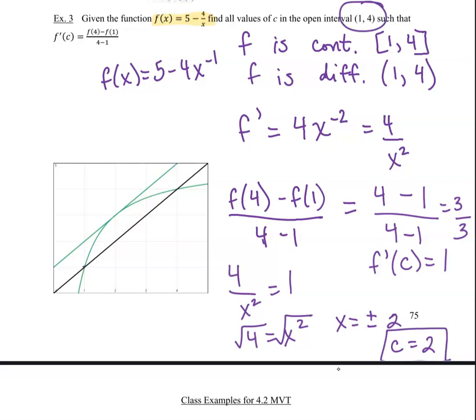And here it is on the graph. Here's the value at 1, here's the value at 4. The line in black is the slope of the secant line, or the average rate of change. It has a slope of 1. And then at x equals 2, f prime of 2 also equals 1. That is the slope of the tangent line. And notice that that's between 1 and 4.